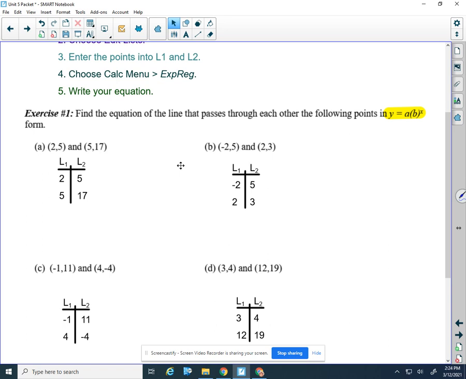To save some time on the video, in case you're watching this at home, what I did was I organized these 2 points. Remember, we made tables. The X's go into L1, the Y's go into L2. That's the way I see it better, so that's why I did that. So we have the points 2, 5 and 5, 17. I'm going to take out my paper so I don't have to keep flipping back and forth.